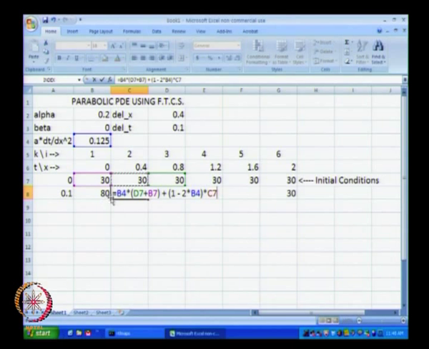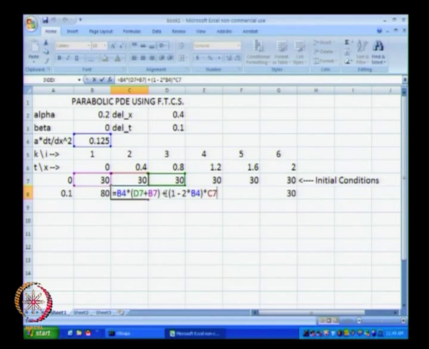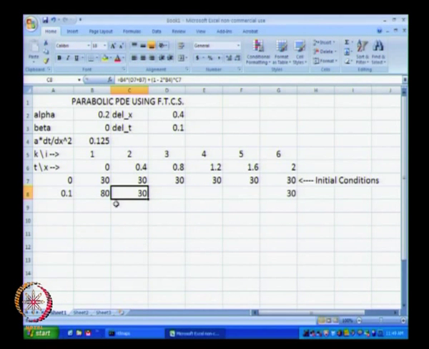So, T i+1,k is going to be equal to alpha delta t by delta x squared multiplied by this term plus this term, plus 1 minus 2 alpha delta t by delta x squared multiplied by this term. Now, if we had that beta term also, we will have that term coming in over there as well.